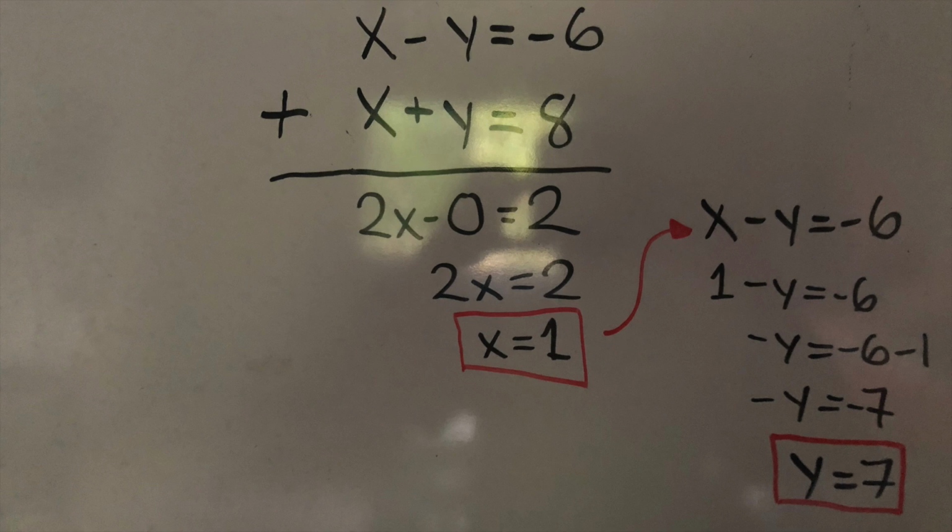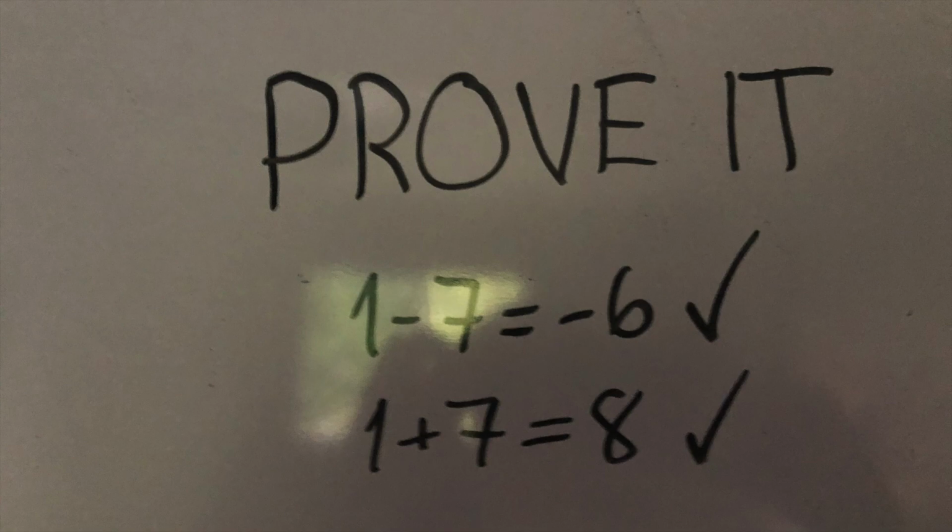But since the y can't be negative, we have to pass the sign to the other side. So that negative 7 will turn into a positive 7. So we have the number we were searching for, but we can prove that it is that number if we solve the other equation too. So just to make sure, we will do it.